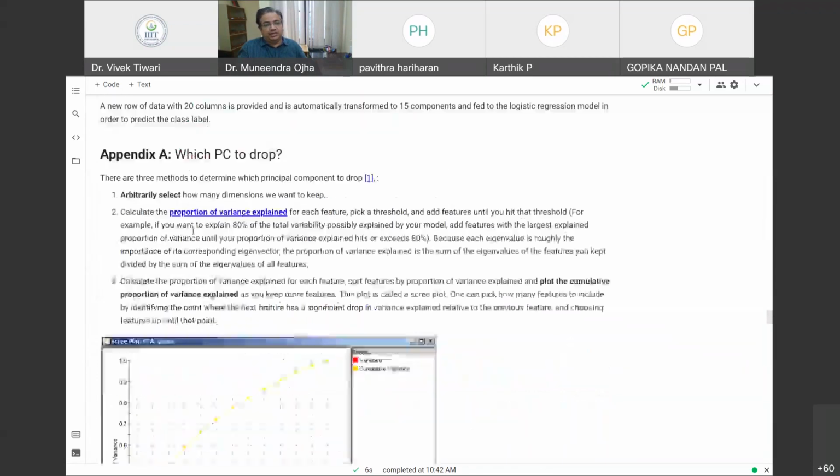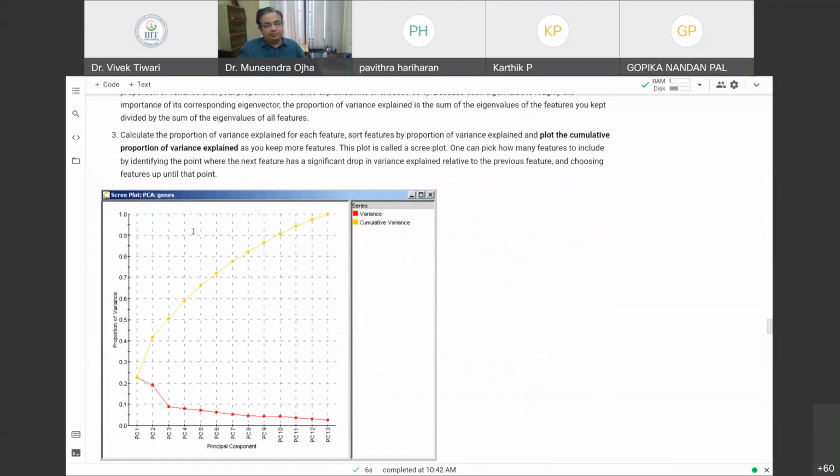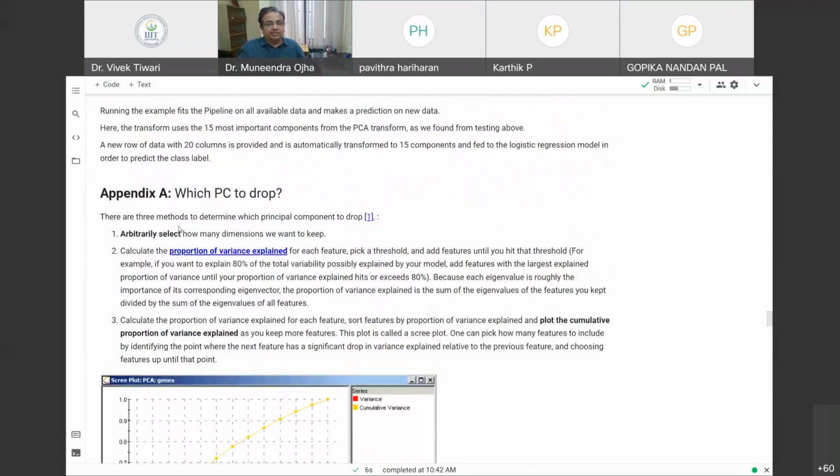So how do we decide which principal components to drop? There are different ways of doing it. Here, we use the proportion of variance explained. We try to find the variance obtained by each principal component, and depending on that, we decide how many principal components to keep. There are three methods defined in the literature.